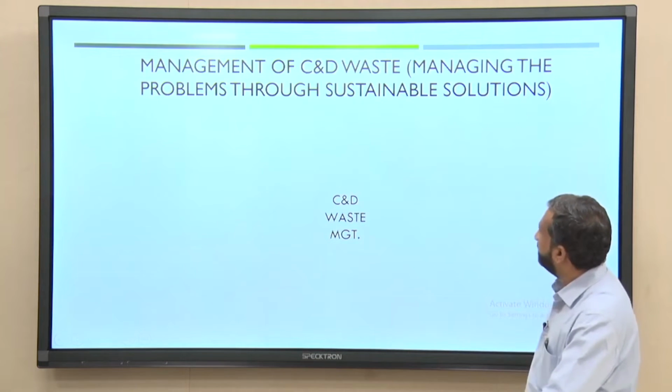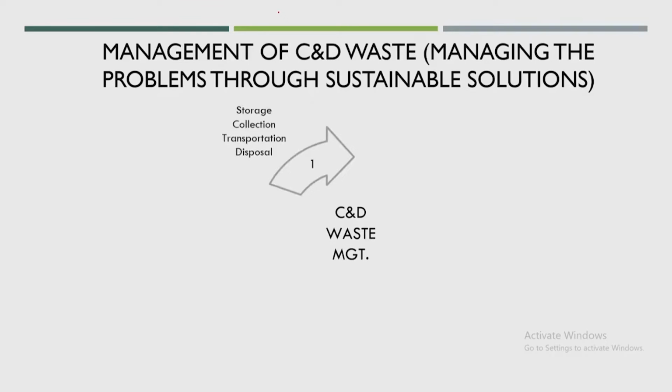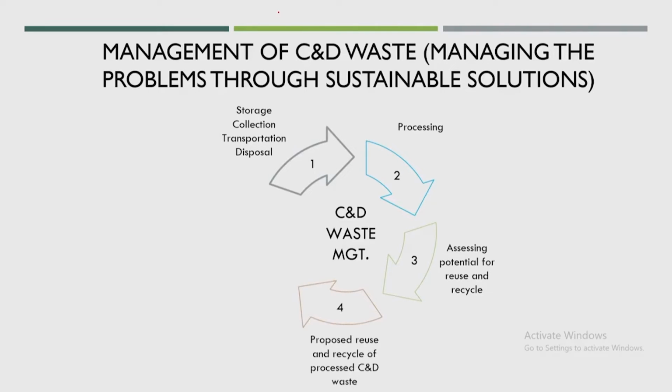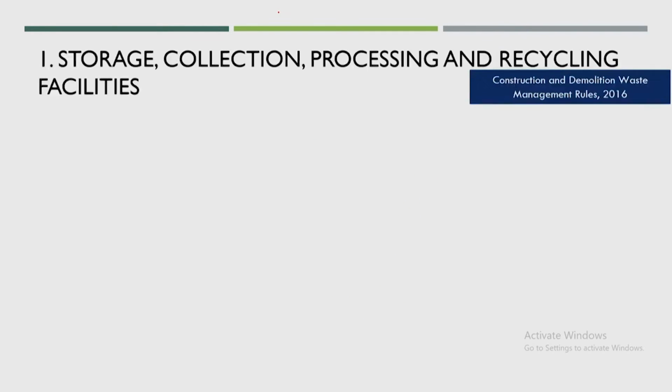Now, the management of C&D waste through sustainable solutions. How could sustainable solutions be possible? Like proper storage, collection, transportation, disposal, and especially processing. If you do proper processing, assess the potential for reuse and recycle, and propose reuse and recycle of processed C&D waste, that is not only the utilization of that recycled material, that is also an important part, and finally the environmental considerations. So, this will be a major sustainability solution for the management of C&D waste. So, we will go one by one. We will start with the storage, collection, transportation.